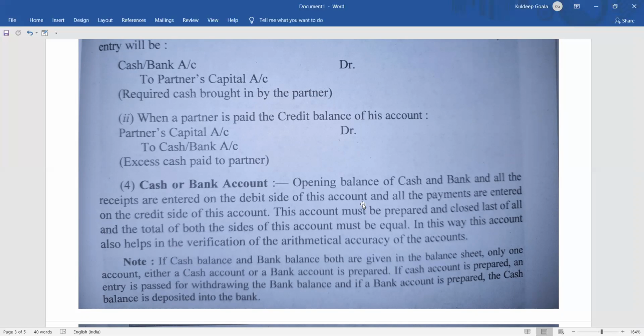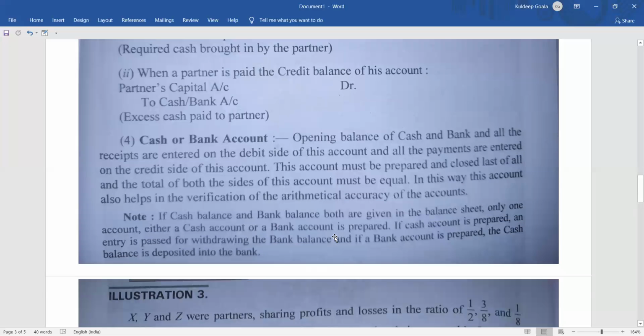And after that, finally when you do the totaling of both the sides, you will find that the debit side is equal to the credit side. And this is the proof that your question is arithmetically correct. Okay, that is the proof that your question is correct. The debit side must be equal to the credit side in the cash account or the bank account. So this is a very, very important key point. Okay, I hope all of you understood this, right?